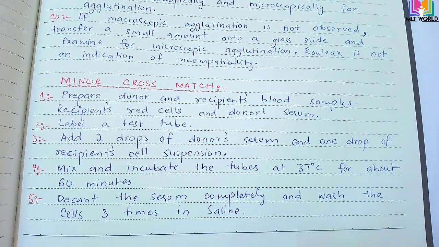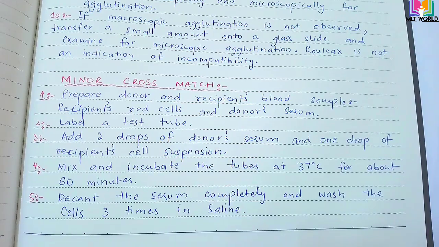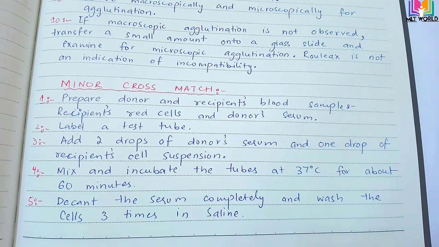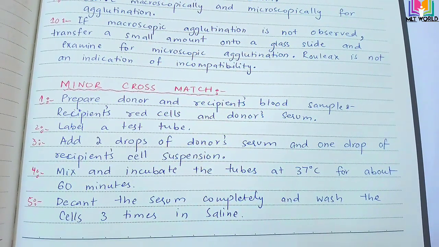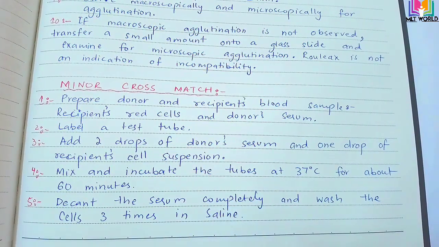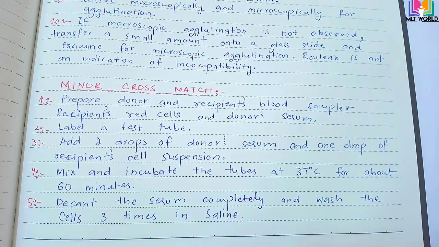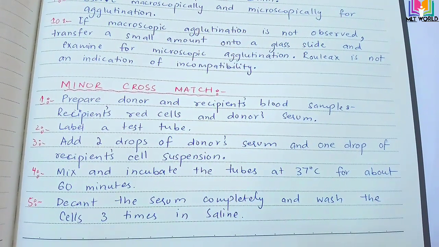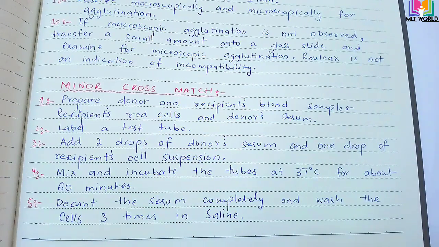Now we will move toward the minor cross match procedure. In minor cross match we will prepare donor and recipient blood samples first of all, but now we will take recipient red cells and donor serum.